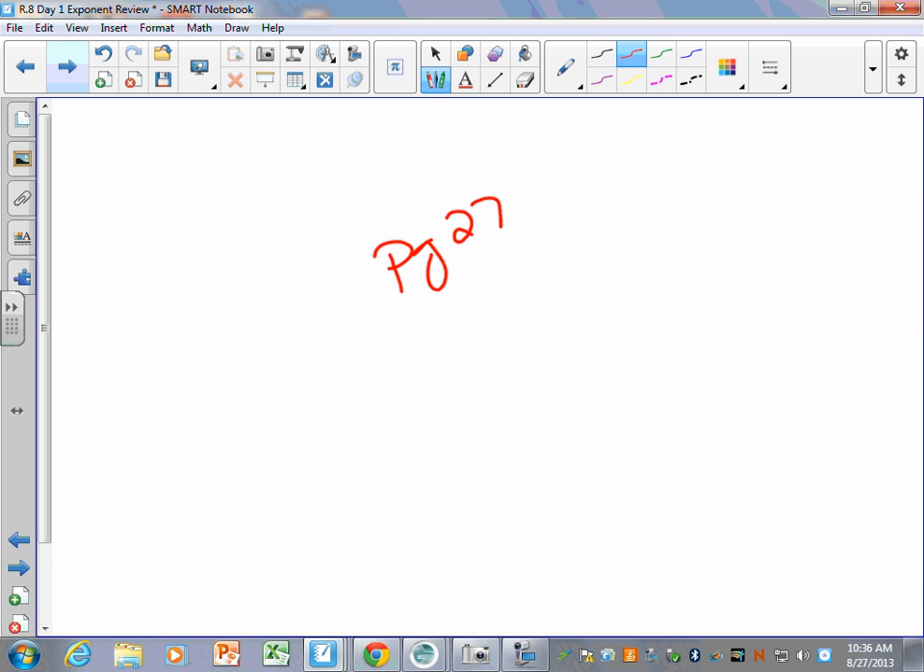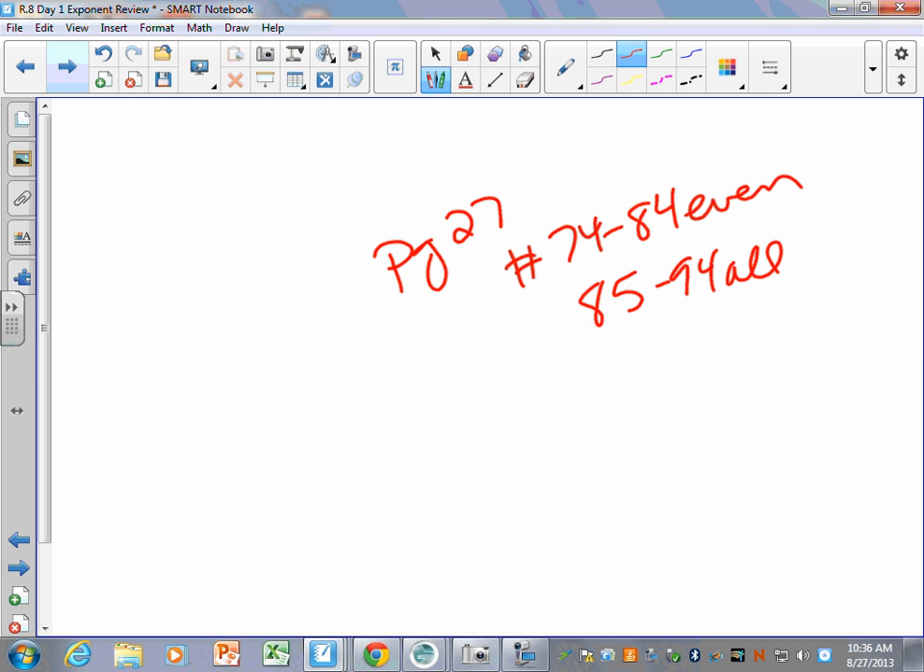Because before we do R8, we're doing this little review from R2. So this is page 27. You're going to do 74 through 84 even, and 85 through 94 all. You look at them, you'll see they're not so bad.